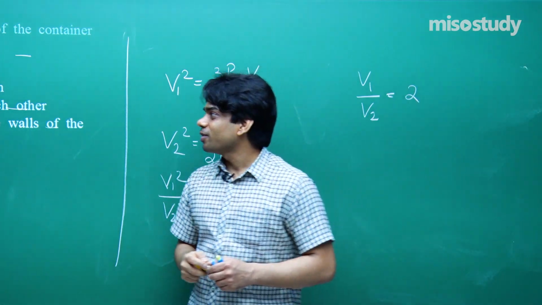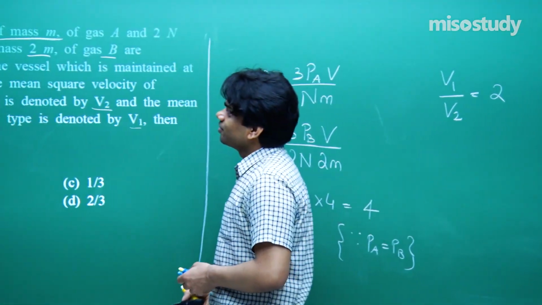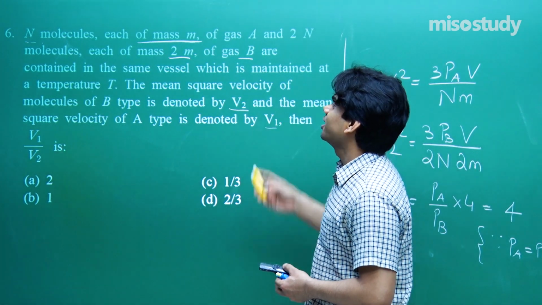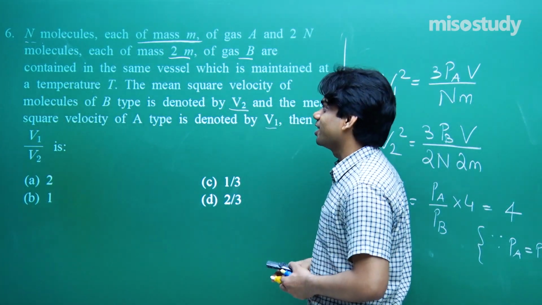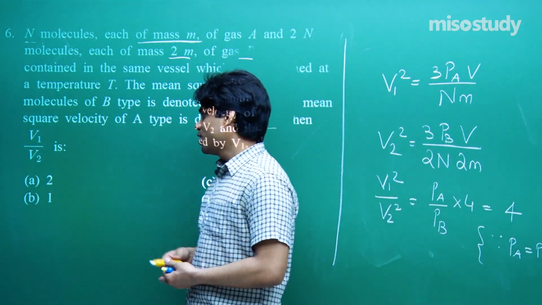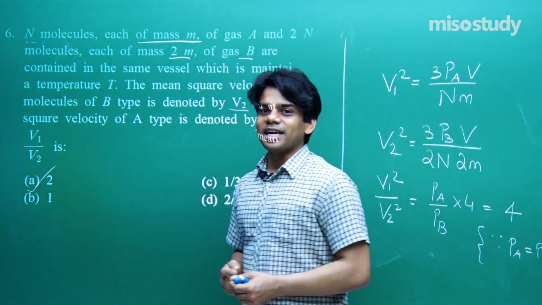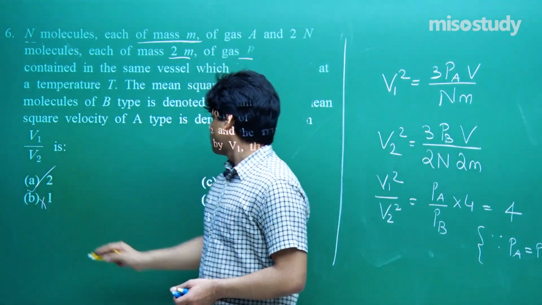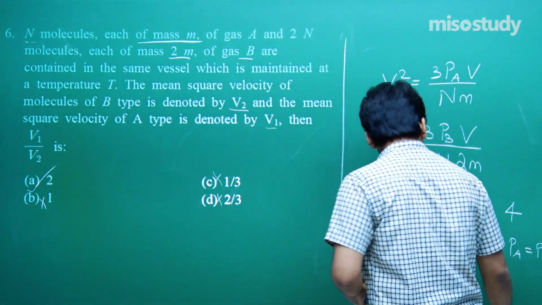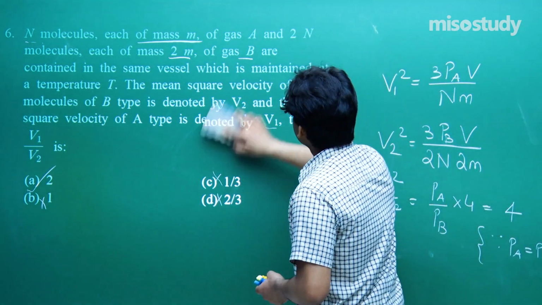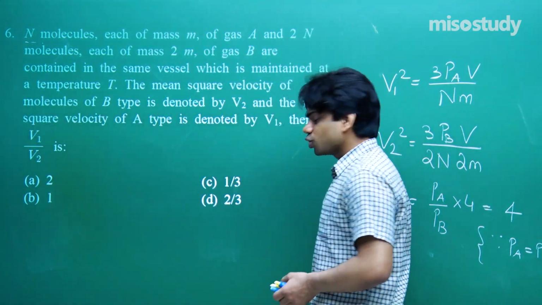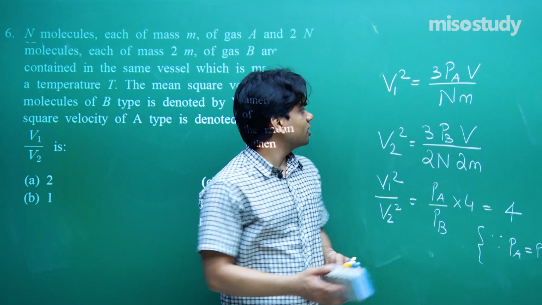So let us check the answer V1 by V2. n molecules each of mass m of gas A and 2n molecules each of mass 2m of gas B are contained in the same vessel. Now see here, V1 by V2, we got 2, so the right option will be option number A, that is 2, rest B 1 no, C 1 by 3 no, and D 2 by 3 no. So 2 is the right answer for this. Let's switch to the next question and let me clear the board for you all.